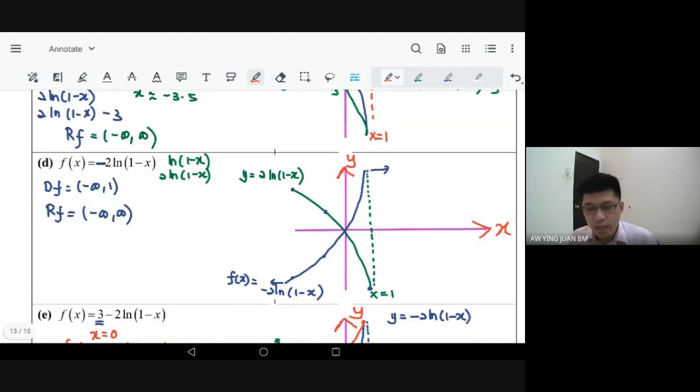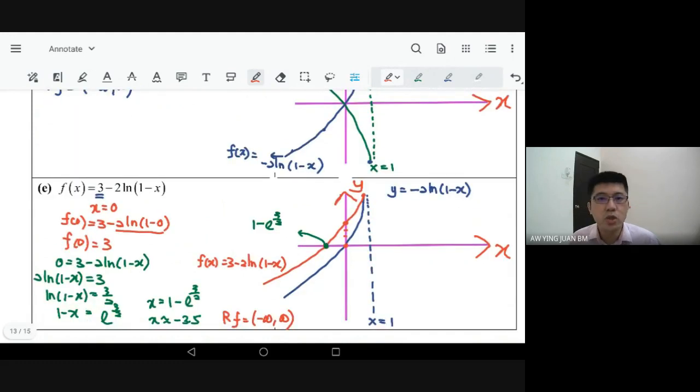Seterusnya, kalau darabkan dengan negatif, graf kita flip. Boleh? Daripada hijau itu, dia flip jadi ke warna biru itu. So ingat, darab adalah flip. Boleh? Kemudian kalau tambah atau tolak, dia adalah moving up atau moving down. Seperti ada dalam contoh di sini.